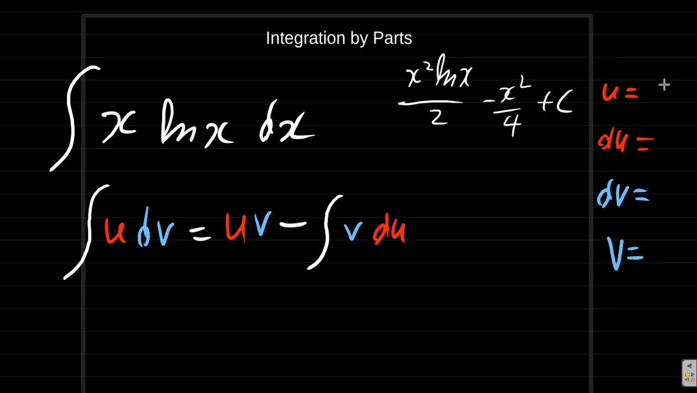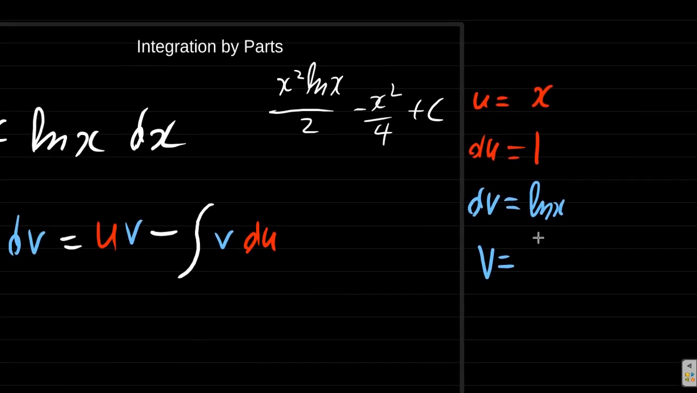So, our u is x. So, our dv is ln x. When you differentiate x, you get 1. So, our du is 1. And then, to move from dv to v, you integrate ln x. So the integral of ln x is x ln x minus x plus c. That's the integral of ln x.